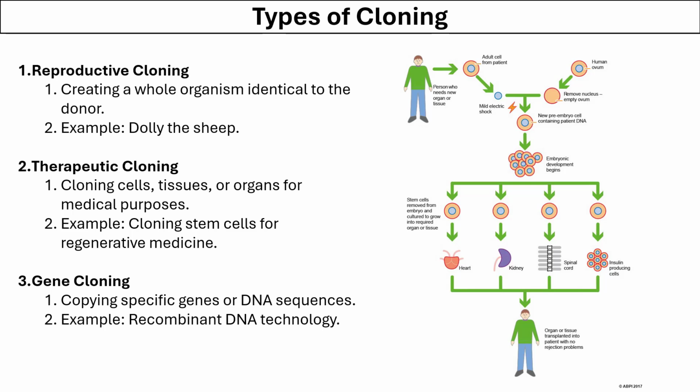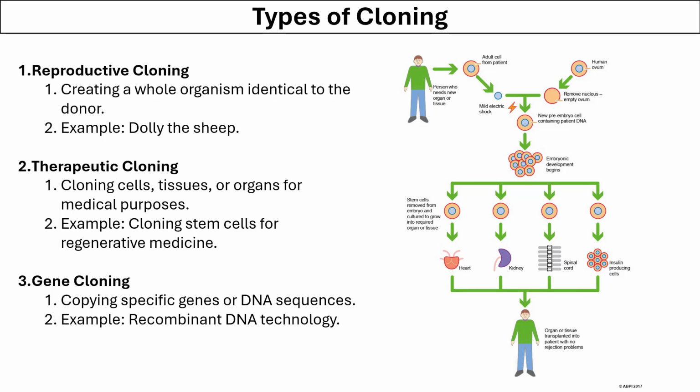Reproductive cloning is when we create a whole organism that is identical to the donor. For example, Dolly the sheep, which was created from another sheep. Therapeutic cloning is when we clone cells, tissues, and organs for medicinal purposes. For example, cloning stem cells to regenerate new organs or even blood for some patients. Gene cloning is copying specific segments of genes or DNA sequences to make tiny little changes in the genome of an organism.